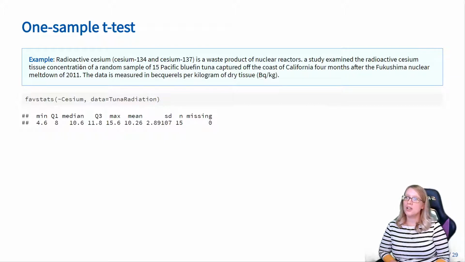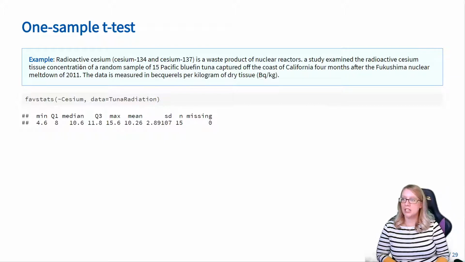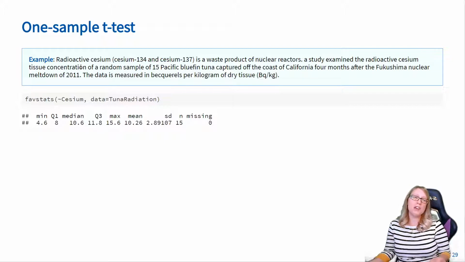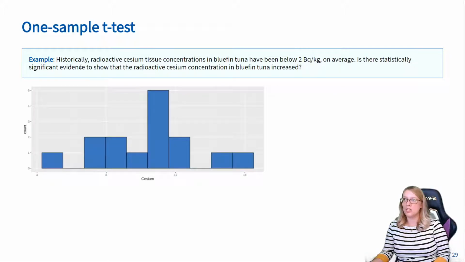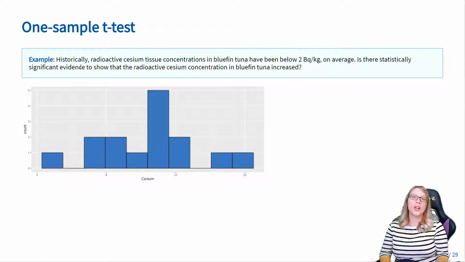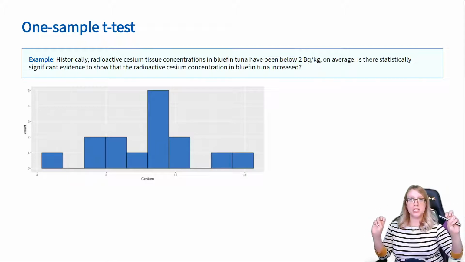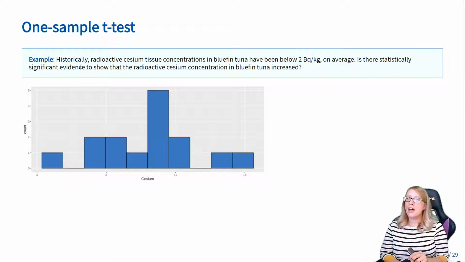The data here is measured in becquerel per kilogram of dry tissue. So we have the mean of about 10.26. Standard deviation is 2.89. Our sample size is fairly small. We have a sample of 15 tuna. Historically, radioactive cesium concentrations in bluefin tuna have been below 2 becquerel per kilogram on average. Here is what we would like to know. Is there strong enough evidence? Is there, quote, statistically significant evidence that the radioactive cesium concentration in bluefin tuna has increased?